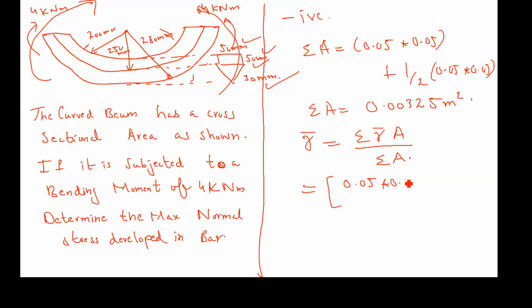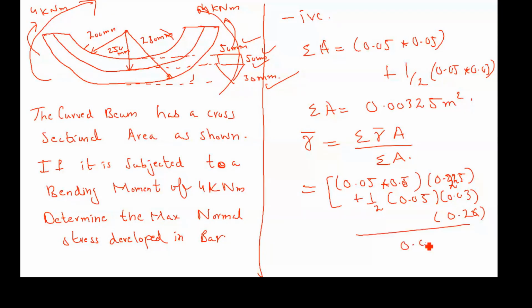So we are going to put values here as 0.05 multiplied by 0.05 into 0.325, plus half into 0.05 into 0.03 into 0.26, divided by 0.00325. Let me correct this: the first is 0.225, and the second is 0.26. So our R bar is equal to 0.23308 meter.